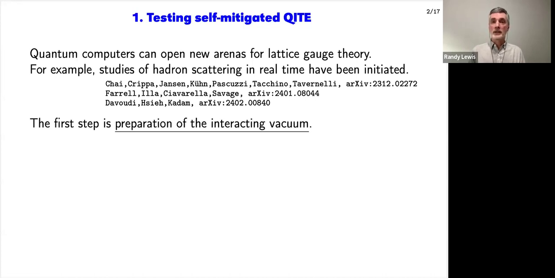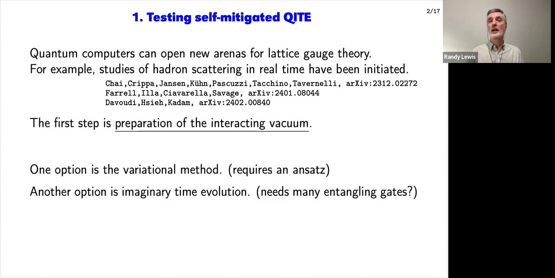So for the very first step in any calculation of this type, one would want to prepare the background in which the physics happens. And that would be the vacuum for the gauge theory, an interacting vacuum, not just the bare vacuum. So how could we prepare an interacting vacuum? A couple of methods come to mind. One would be the variational method. You think up an ansatz with some free parameters, and you vary the parameters to find the minimum energy that that ansatz will allow you to reach. And that would be your estimate of the interacting vacuum.